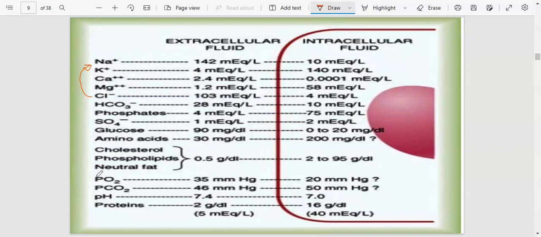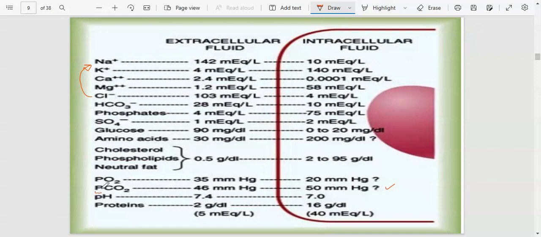We also have the PO2, which is 35 millimeters of mercury. This is the pressure, because these are gases. So you are measuring them in the unit for pressure, millimeters of mercury. Inside the cell, the pressure of oxygen is low as compared to outside the cell. When you look at the PCO2, you see that the pressure is a little bit higher inside the cell than outside the cell.